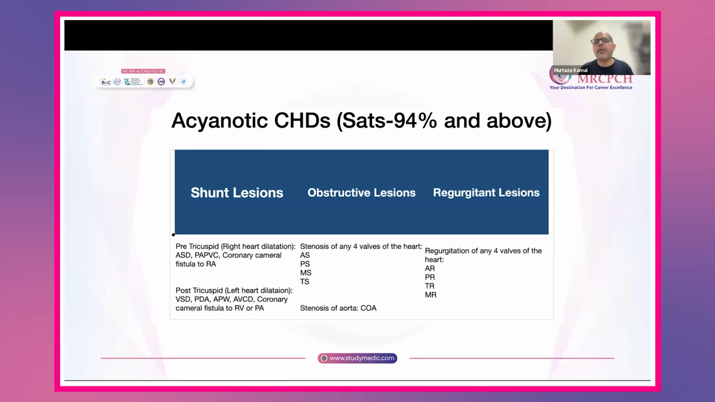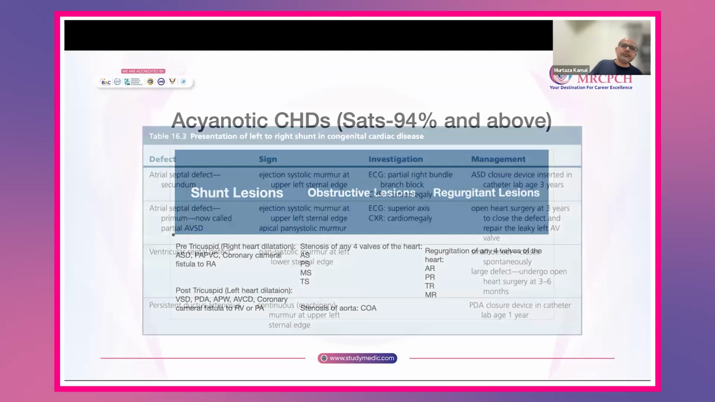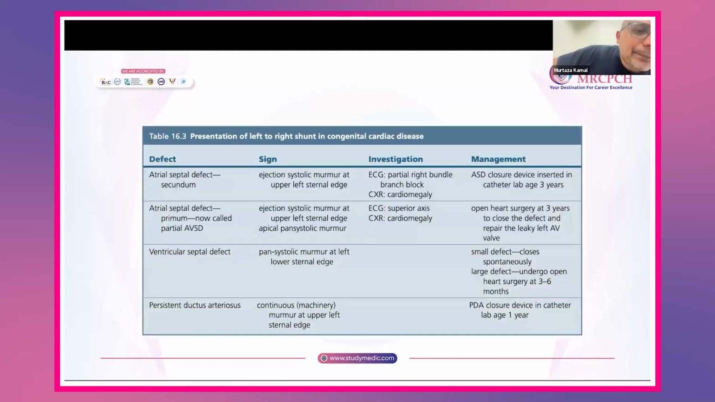So this slide is very important for all of us, and questions are repeatedly asked. These cases will not have their saturation abnormal. They will always have their saturation more than or equal to 94%, which is in the normal range. So remember these lesions. If you have questions with these lesions, the child won't be cyanotic. They will be acyanotic. The saturation will be normal in these cases. So these are the presentations of some of the common congenital heart diseases of left to right shunts.